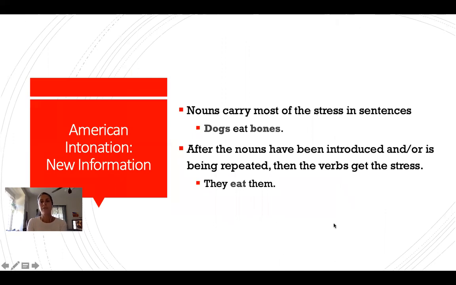So let's look at this. Dogs eat bones. We have dogs and we have bones, and they are the same kind of stress. Eat kind of goes down. So it's like dogs eat bones. And so we're stressing those nouns very similarly. After the nouns have been introduced or if they've been repeated, that's when we start getting the verbs involved. Yes, they eat them. Think about a conversation. Dogs eat bones. Really? They do? Yes, they eat them, right? So we're emphasizing the part that we want the listener to completely understand.